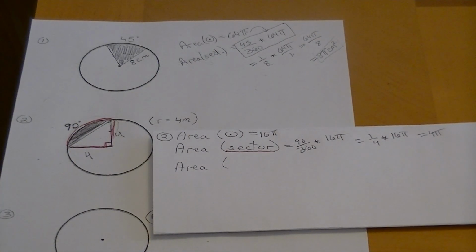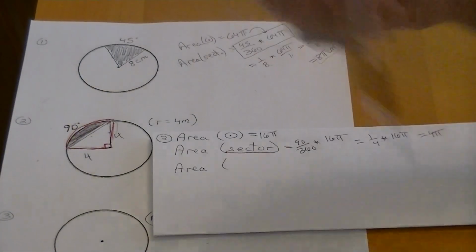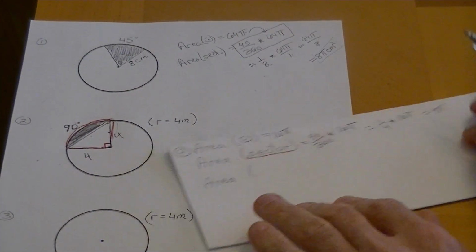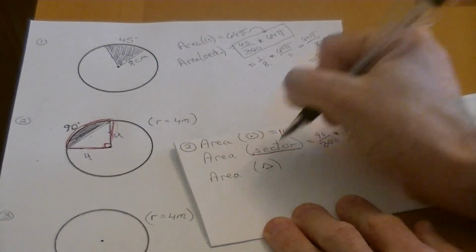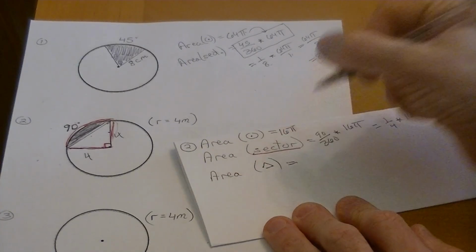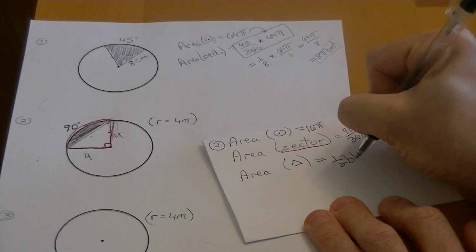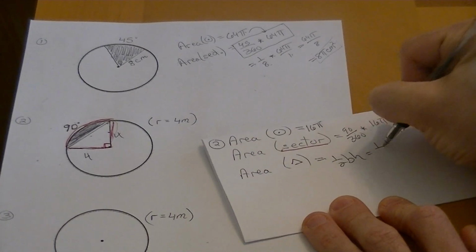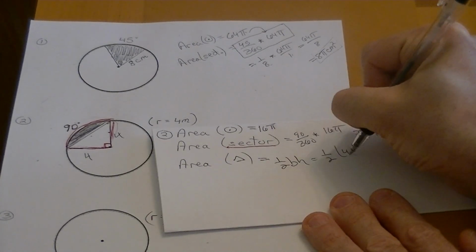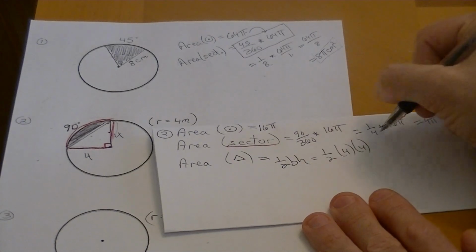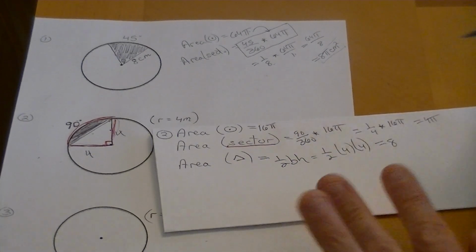But I don't want everything in the red region. I got to take that triangle out. So now I have to get the area of that triangle. That, conveniently enough, is a right triangle. So I can just do 1/2 base height. The base is 4, the height is 4. So the area of that triangle is 8.